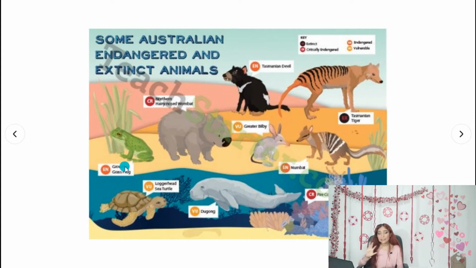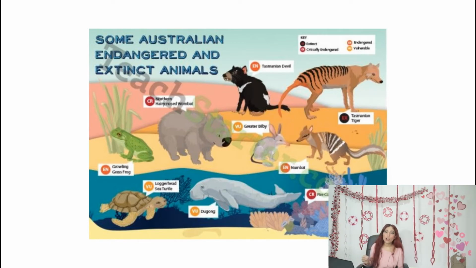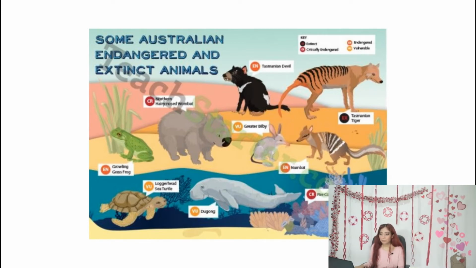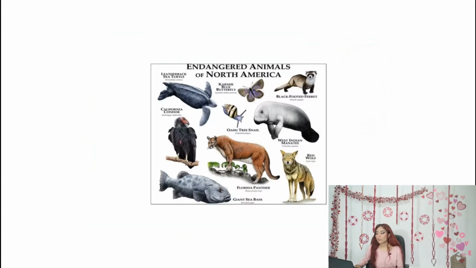Okay, these are some of the animals, of course. As you know, these are animals from Australia. Here in Mexico, we have lots of endangered and extinct animals, the same as the rest of the world. So, for example, I have some endangered animals of North America. It means the United States or Canada.